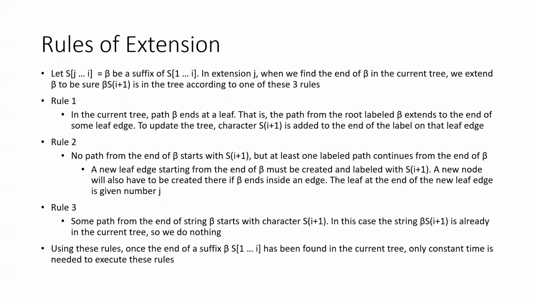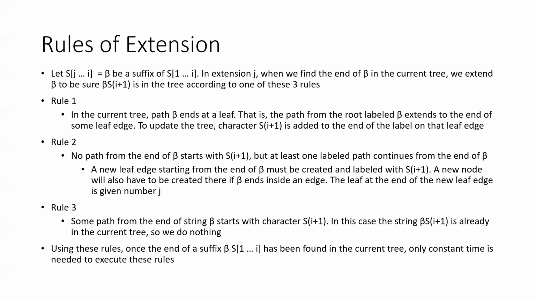Let's call the substring S, J through I, beta. That's going to be a suffix of the substring S, 1 through I. So in extension J, we find the end of beta in the current tree, and then we extend beta to include the I+1 character. That's done according to one of these 3 rules.